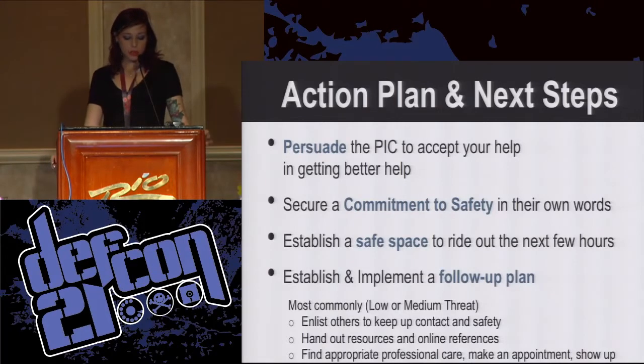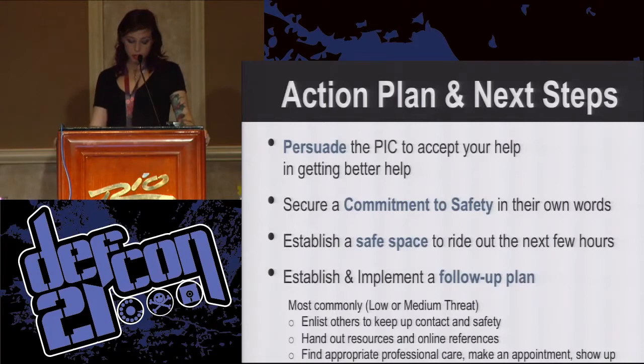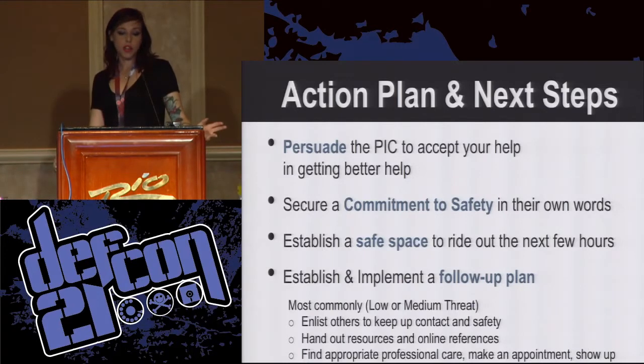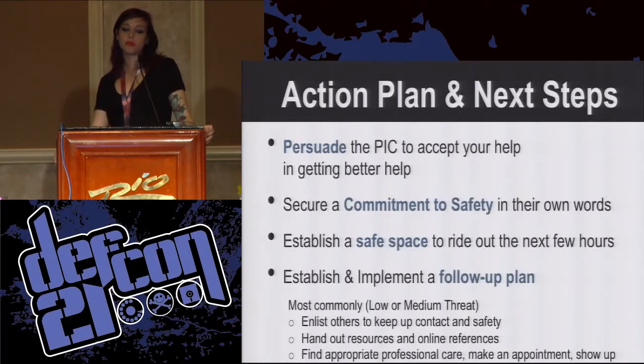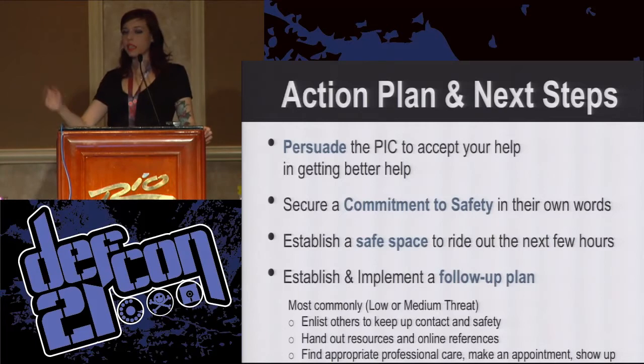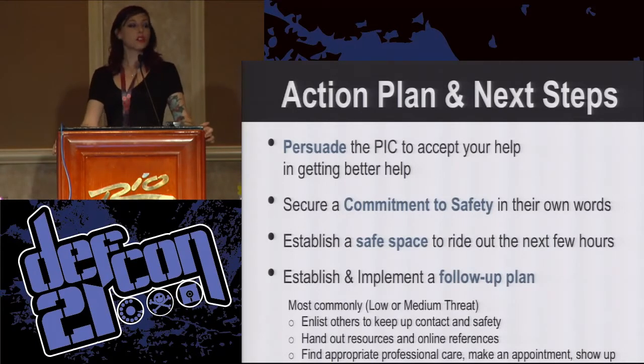So you've persuaded the person in crisis to accept your help in getting better help. You've established a commitment to safety. You've got a safe space where they can ride it out for the next few hours. And now you're going to make a follow-up plan. So you want to enlist other people. Keep them around. You want to keep the person that's in crisis from being alone. You want to get them online resources or reading material for the future maybe, but most importantly you want to get them towards professional care, and also you can move towards building a crisis plan with them.